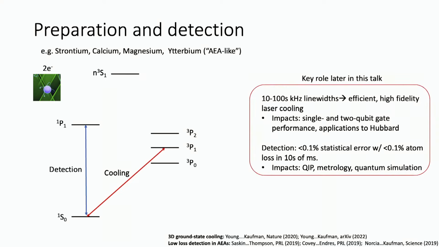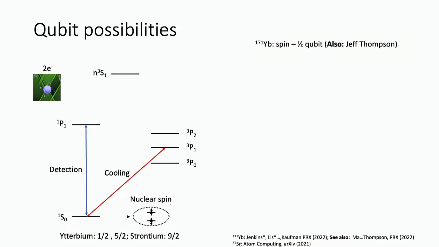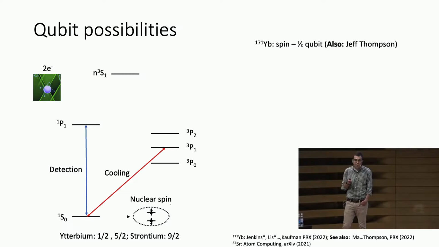Okay, so these techniques will play a key role later in the talk. Another nice feature of alkaline earth atoms is that they give you a couple different qubits to work with. So for instance, one qubit that we focused on is stored in the nuclear spin. There are many alkaline earth atoms that have a nuclear spin, and in particular, one special one is ytterbium-171, because it has a spin 1/2 nuclear spin, which means it is a spin 1/2 two-level qubit, which is great.